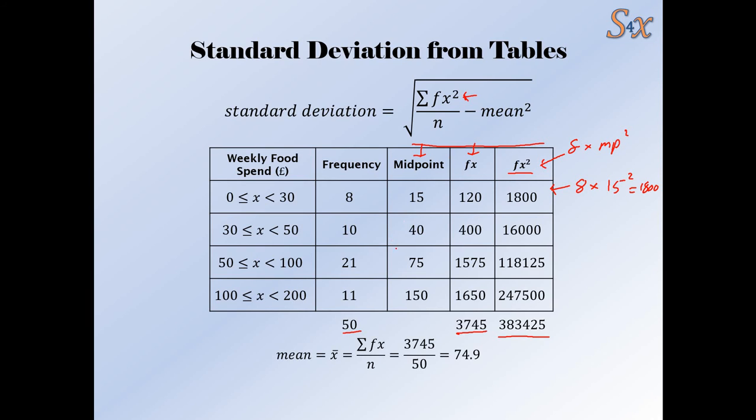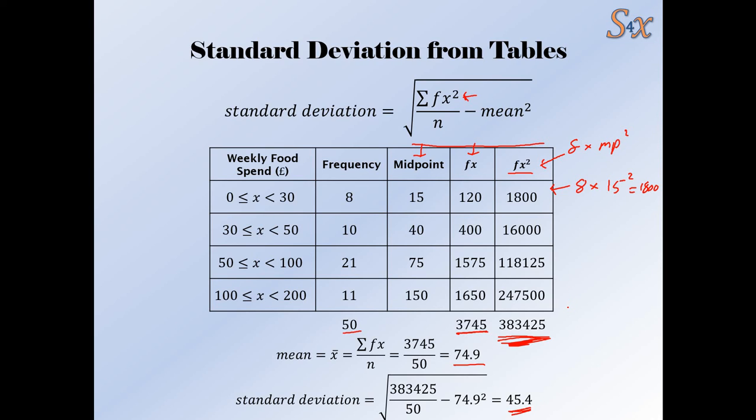So hopefully you remember this is the formula for the mean. We do the sum of fx and divide by n. So we just add up all this, get 3745, divide by 50, there's your mean. Now the standard deviation, all I'm doing is filling in the formula here. The sum of fx squared is the sum of that column. It's that 383425 figure. Divide by n and subtract the mean squared. And there's our value, standard deviation.